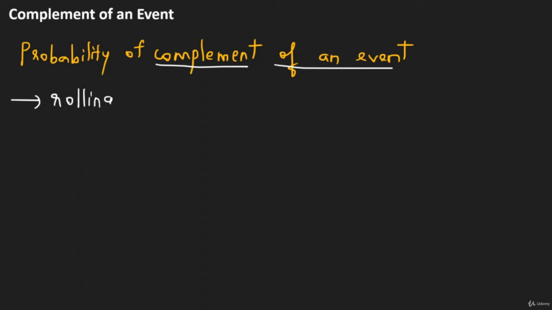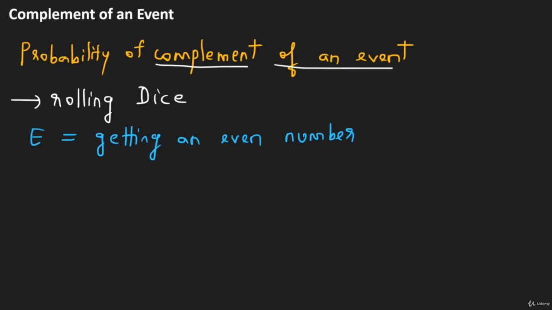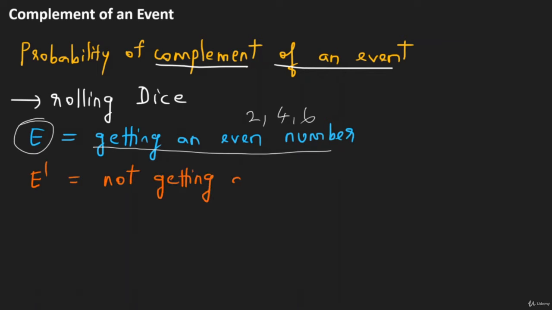Say you're rolling a dice, alright? And let's define event E as getting an even number. So that could be getting 2, getting 4 or getting 6, right? Now the complement of this event E can be noted as E dash. That would be not getting an even number. That is, E dash is all the events where E is not satisfied.